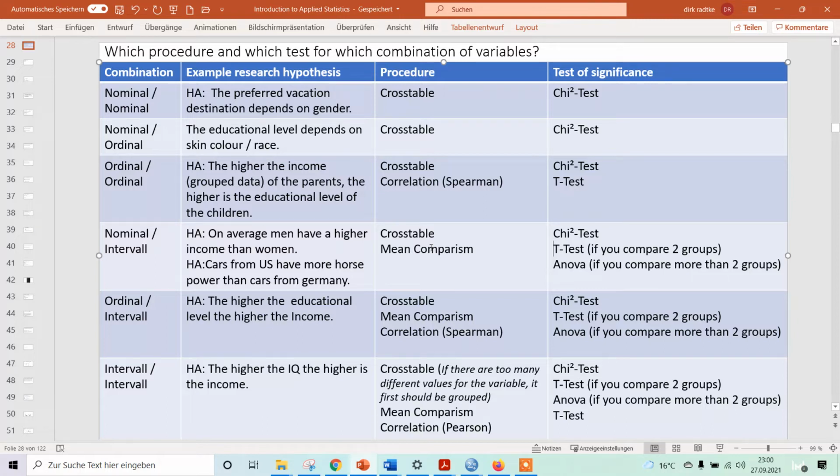And we will continue with the ANOVA. As I said, we need the ANOVA when we compare the means of more than two groups.